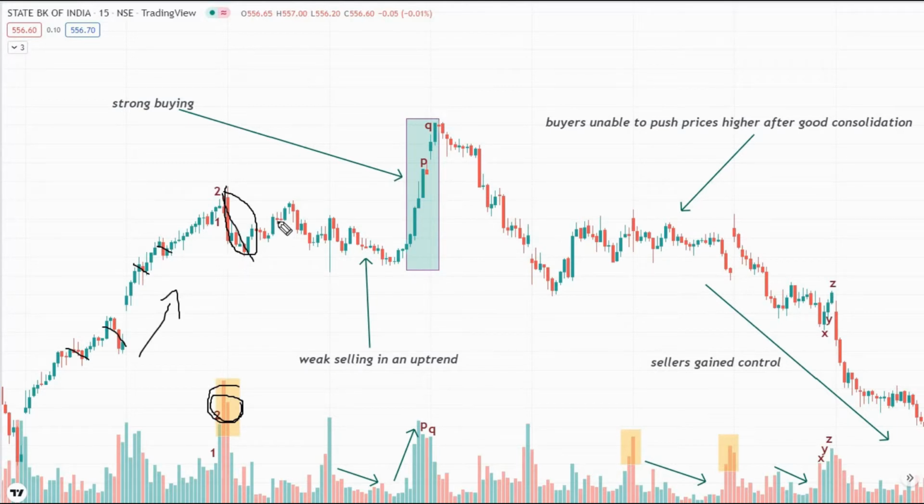Now see, again buyers tried, but again they failed to cross the last swing high and continue the prices towards the upside. So this is an indication that the sellers are very strong. That's why we see a sharp sell-off from these levels with good volumes, and then when buyers tried, they couldn't continue the upward momentum by breaking the last swing high. So this is an indication that sellers are in control.